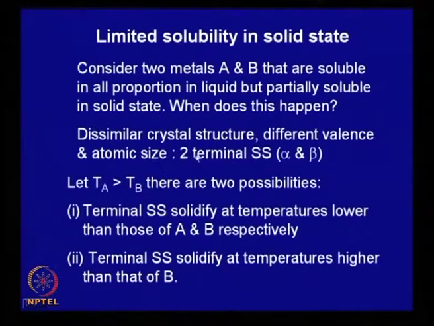Now, first let us take up cases where we have two terminal solid solutions, and let us consider that the melting point of A is greater than that of B. Now, in this case there are two clear possibilities. Case 1, where terminal solid solutions solidify at temperatures lower than those of both A and B respectively, and case 2, where the terminal solid solution solidifies at temperatures higher than that of B. Let us try and understand what this means.